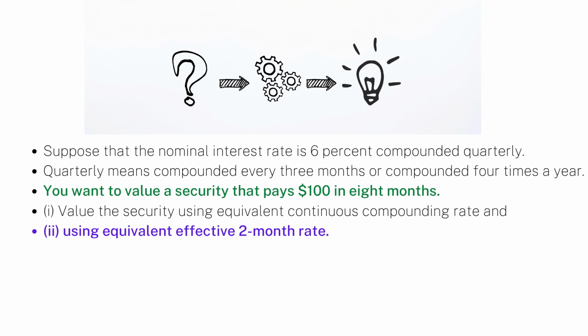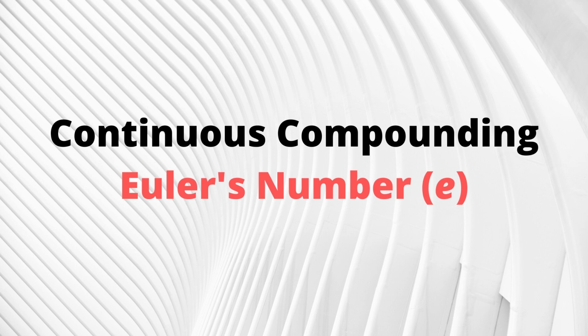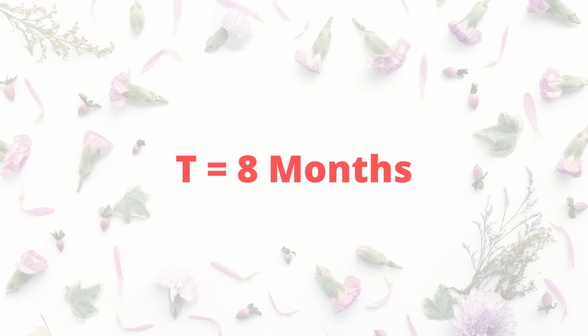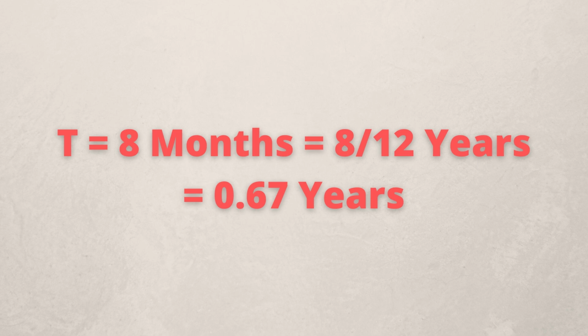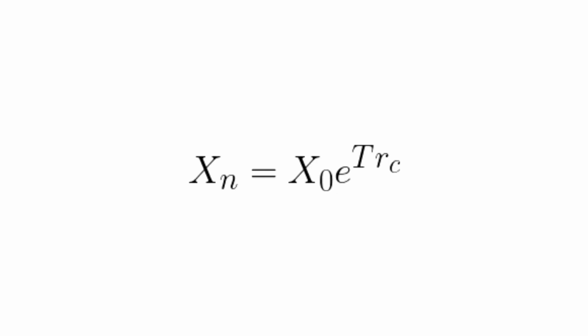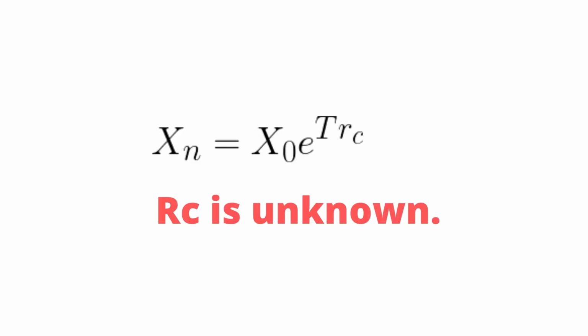In part A, we need to know the fair value or the present value of this security using a continuous compounding rate. So we know that we have to invoke Euler's number, the equation with the e. In that equation, we have the element of time, t, which is 8 months. Obviously, the 8 months would have to be converted into a yearly basis, 8 divided by 12. We have the future value of $100 because we will receive these $100 in 8 months from today. What we do not know, however, is the continuous compounded rate, or RC. So we have to solve for this RC first.